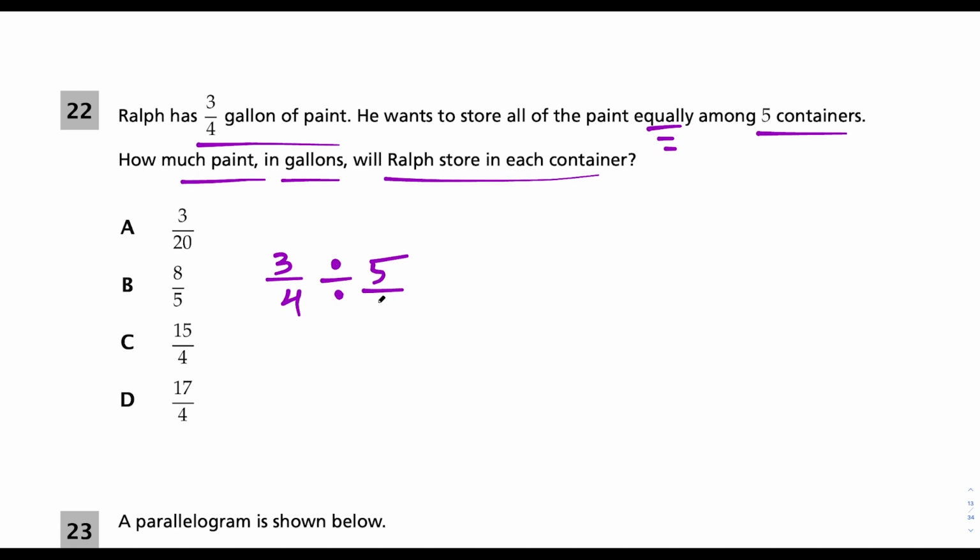So now just call this 5/1, and we're going to use keep, change, flip. When you divide fractions, you could keep the first fraction, you change the operation to multiplication, and then you flip or find the reciprocal of the second fraction. And now just do 3 times 1 is 3, over 4 times 5 is 20. So 3/20 is our solution, choice A.